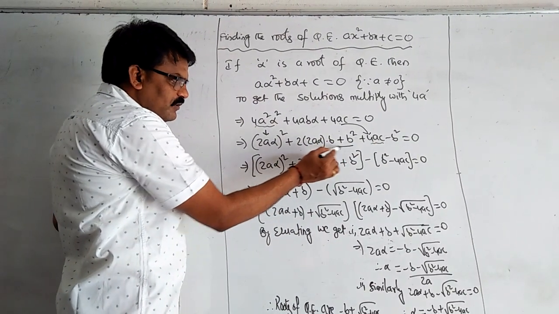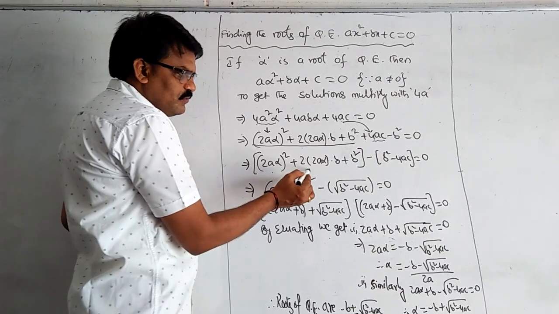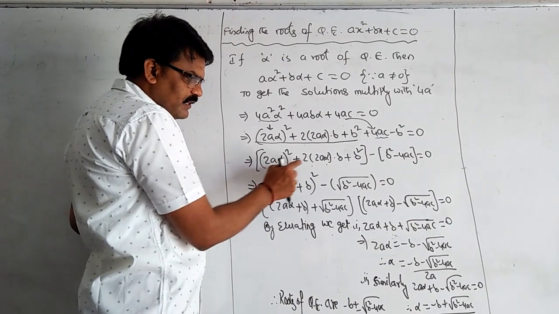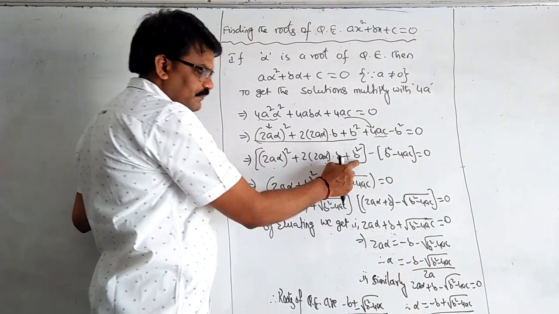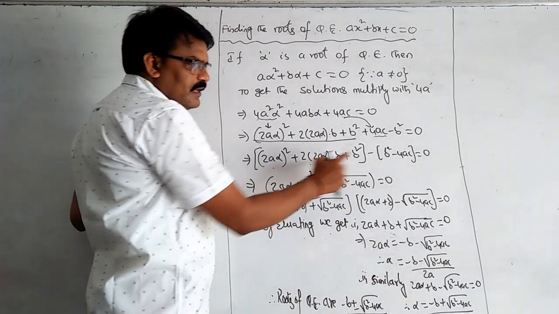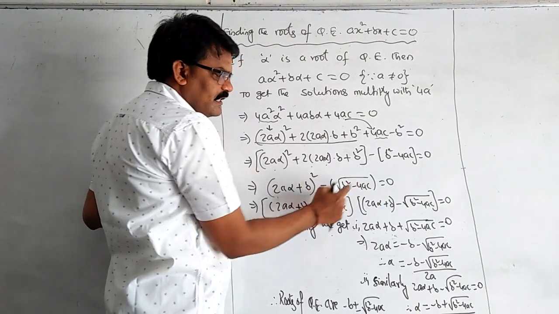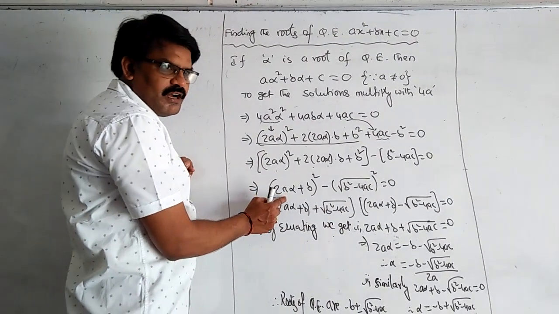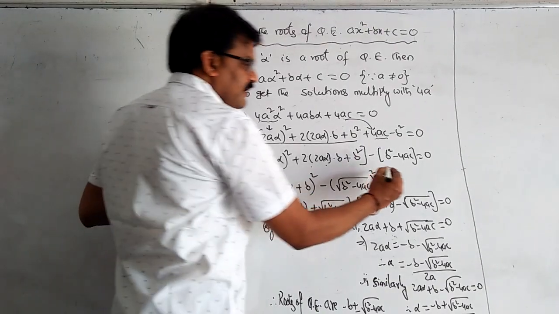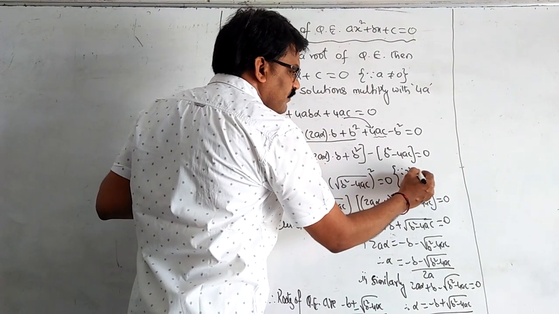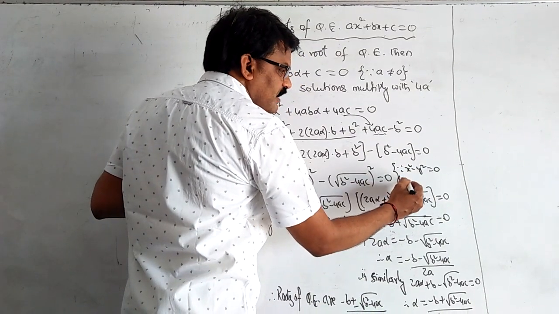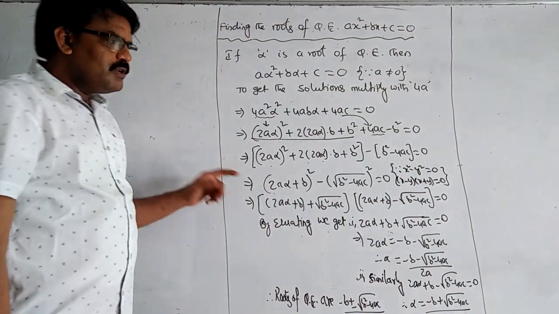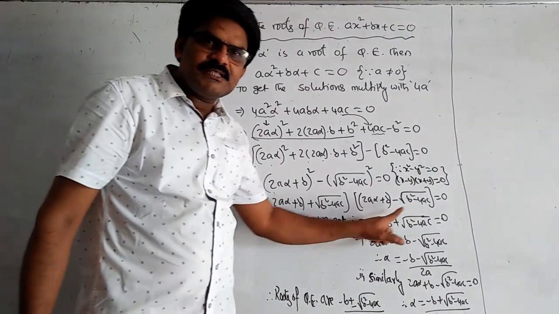The first 3 terms can be written as (2a alpha) square plus 2 into 2a alpha into b plus b square. Why are we writing like this? This is in the form a square plus 2ab plus b square, so (a plus b) whole square. Again this is b square minus 4ac. It can be written as (root of b square minus 4ac) whole square. So this is in the form x square minus y square equal to 0. We know that (x minus y) into (x plus y) is equal to 0. So now this is x plus y and this is x minus y.